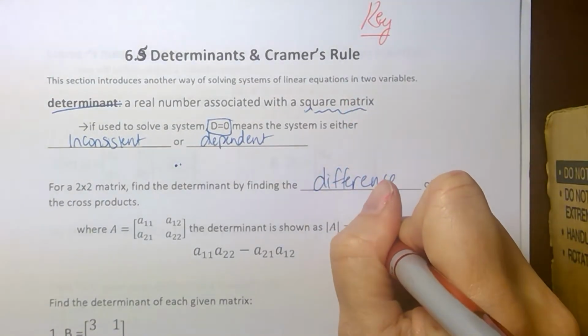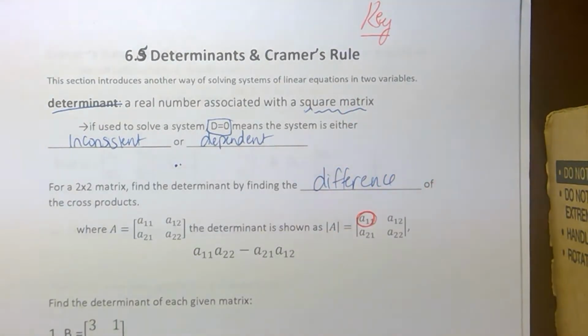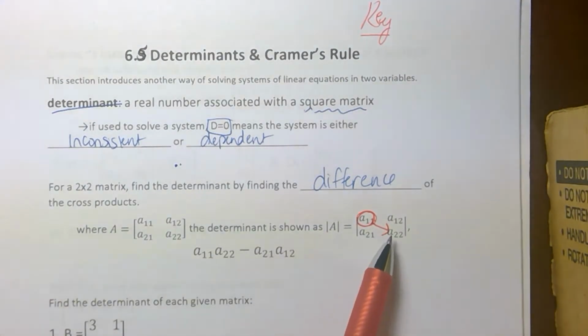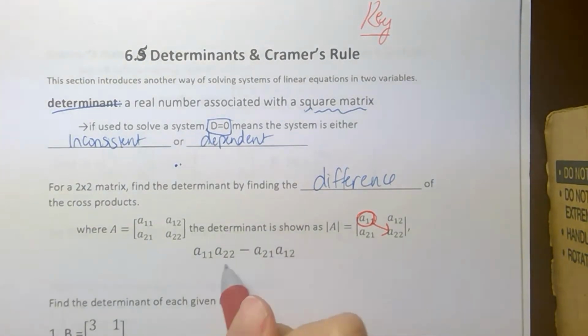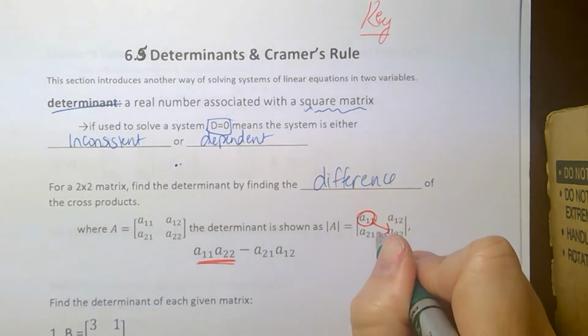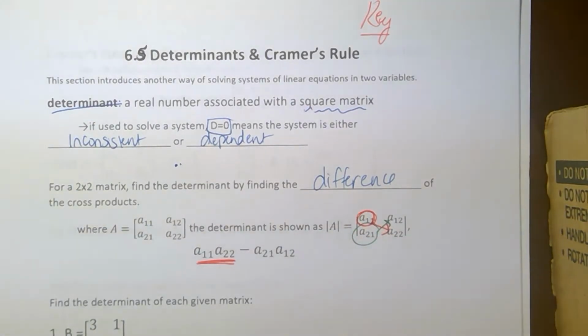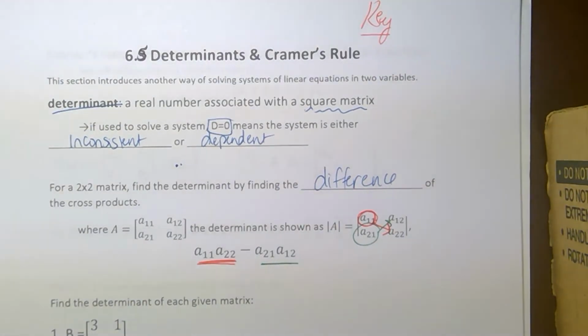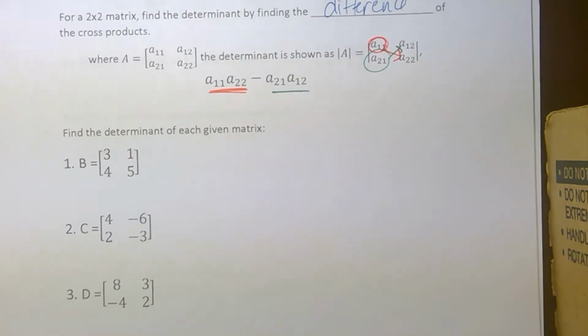You always start here. This is where you start when you're finding the determinant. You get this first cross product by multiplying top left by bottom right, and that's what you start with. Then you find the other cross product and subtract that from the first. And that's it. That's how you find the determinant. So let's do a few of those to practice.